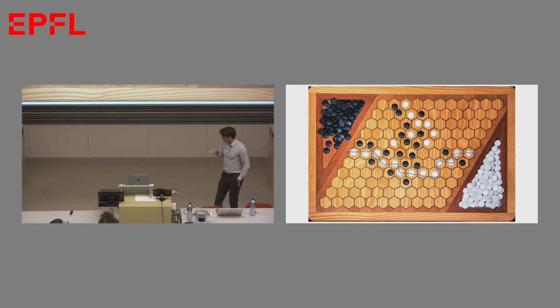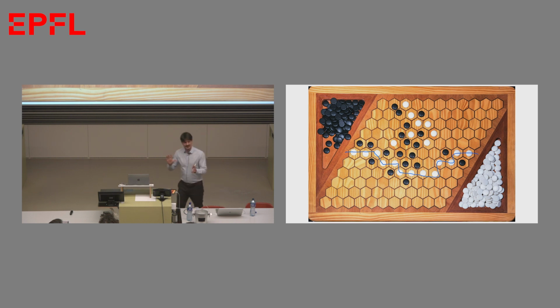An interesting property of this game is that it cannot end in a draw. So no matter how you place white and black pebbles, if you fill the grid, it's not a draw. There must have been either a white path or a black path in the grid.